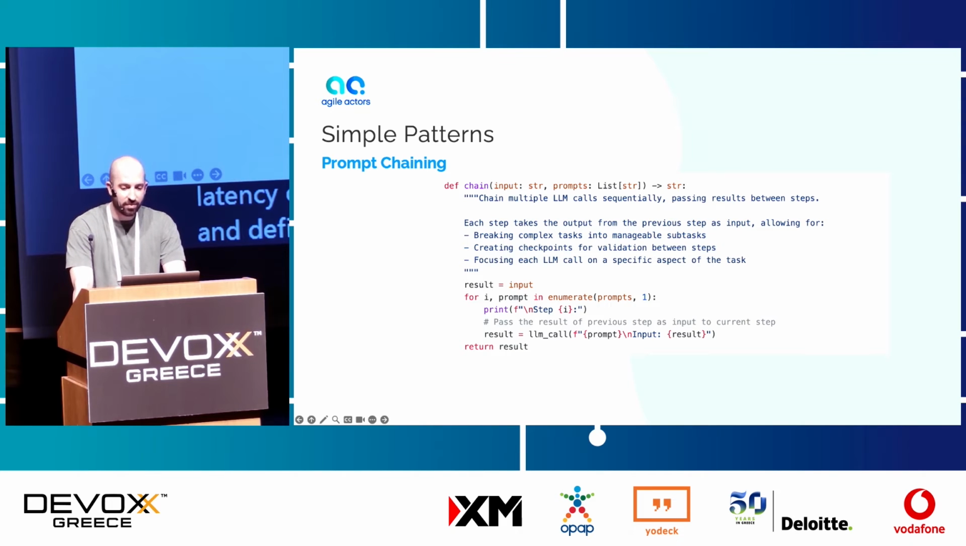Here you see a simplified version in Python. Very quickly, we have a function called chain. It accepts an initial input that's a string, and a list of prompts. And it iteratively processes each prompt in the for loop, feeding the result of each step into the next.